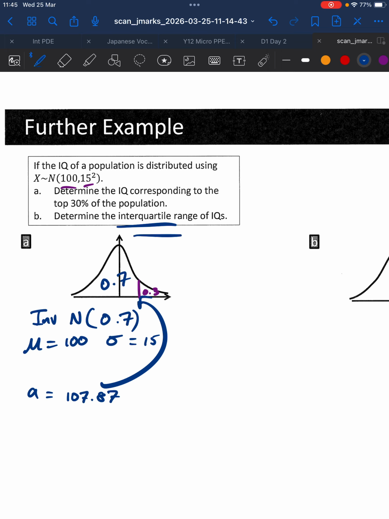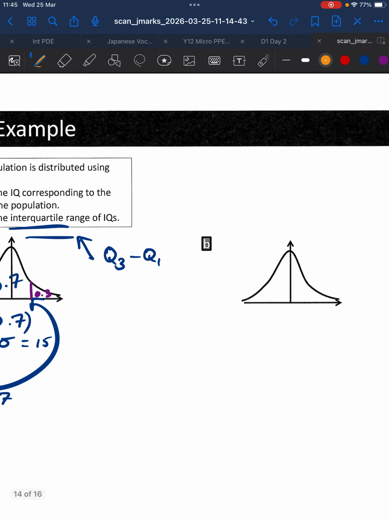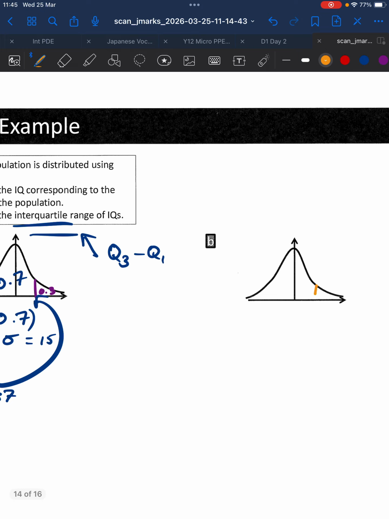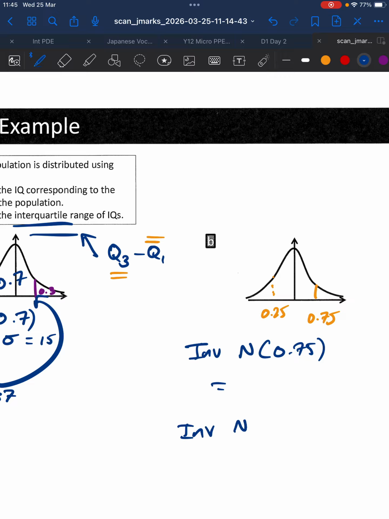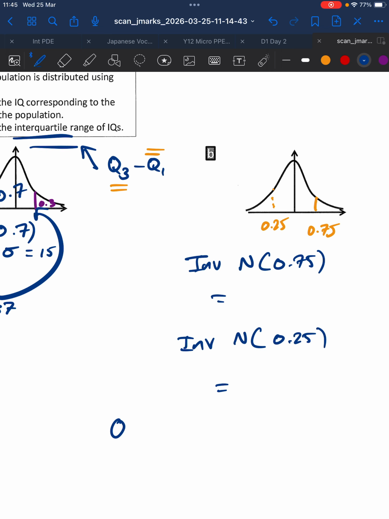Interquartile range. Well, interquartile range, remember, is about Q3 minus Q1. So Q3, your upper quartile will be at the 0.75 probability. And your Q1 will be at 0.25. So I need to do inverse normal of 0.75. I need to do inverse normal of 0.25. And then I need to subtract them, don't I?